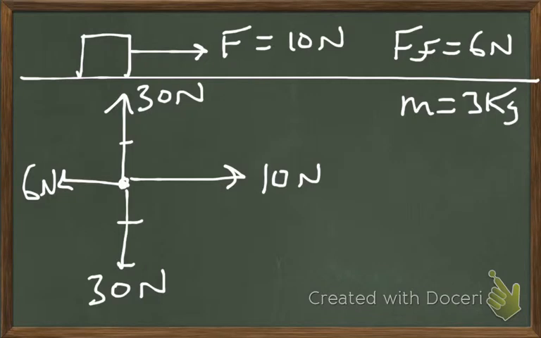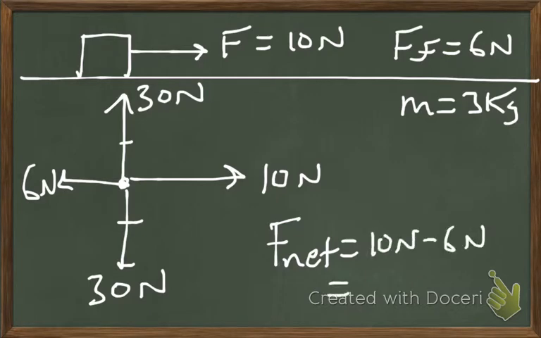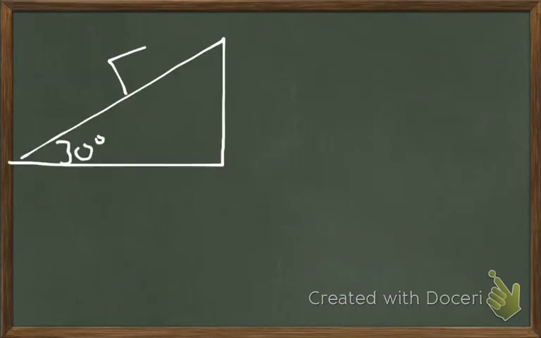So our net force is just going to add them all up. And we have 10 to the right. I'm going to make that positive. 6 is in the opposite direction, so that's going to have to be negative. So our net force is 10 minus 6. We have 4 newtons of force total to the right. So the question is, what happens if we have a net force? Let's do one more example real quick.